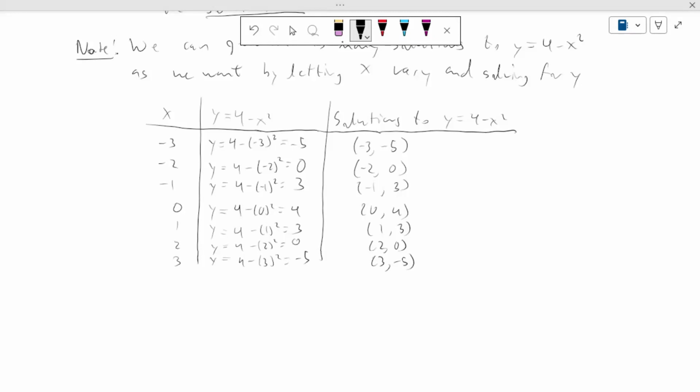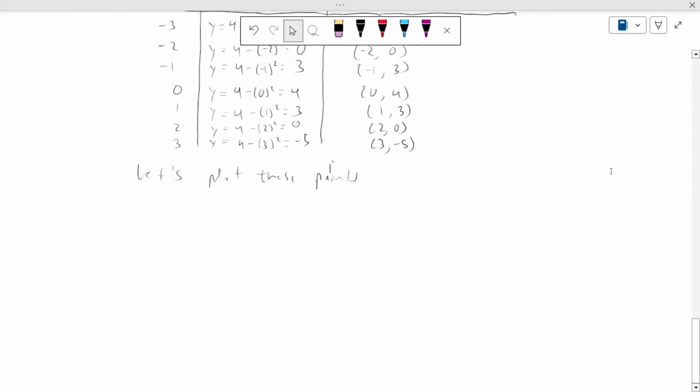And then, of course, there are more solutions as well, right? There are infinitely many solutions. But now that we have that, let's plot these points.